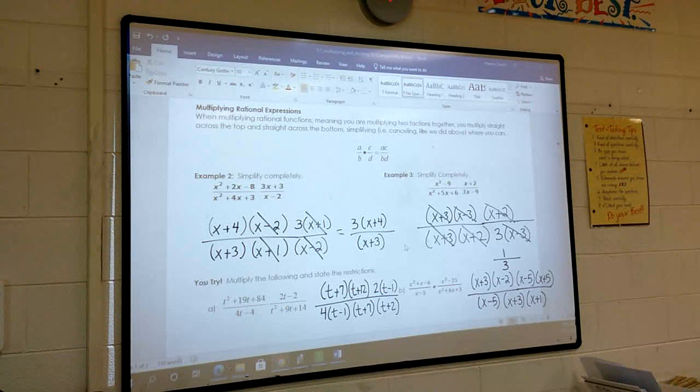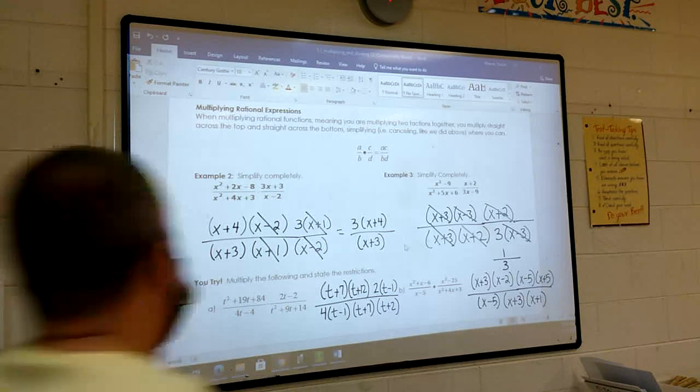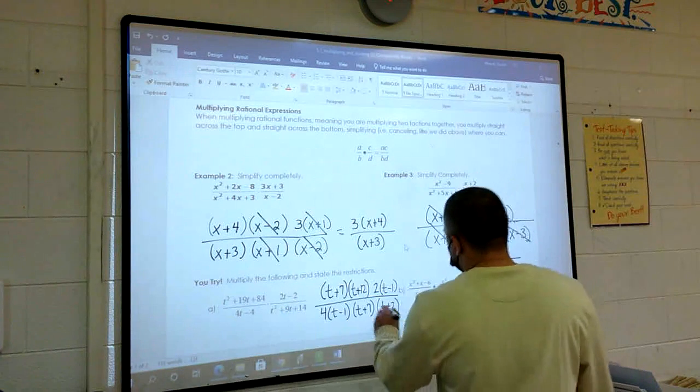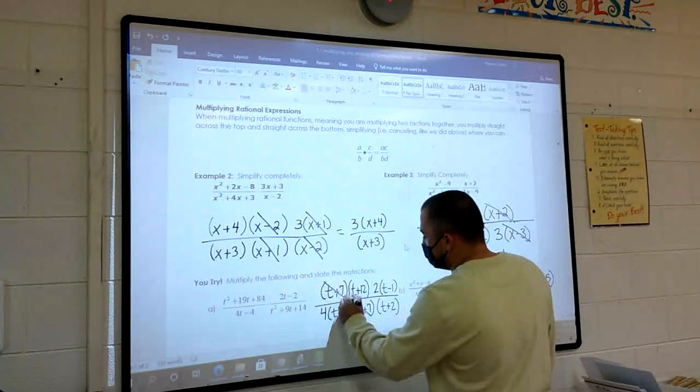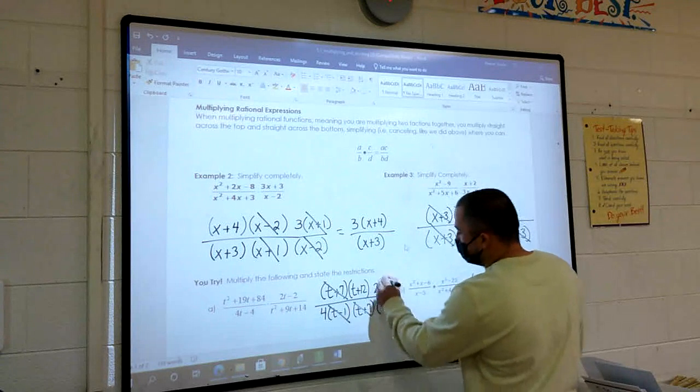Then in the bottom right, two numbers that multiply to give you 14 and add to give you 9 are 7 and 2. So t plus 7 and t plus 2. So now we can cancel out what they have in common. So the t plus 7s will cancel out. The t minus 1s will cancel out.